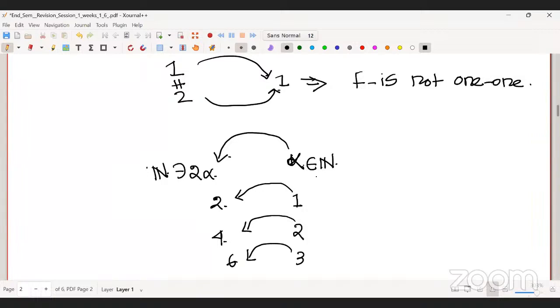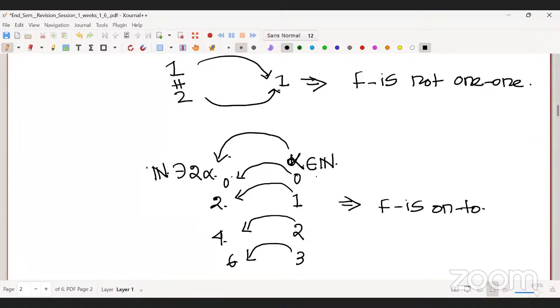Pre-image of 3. So basically, in particular, 1 has a pre-image, 2 has a pre-image, 3 has a pre-image. So all the elements, even 0 has a pre-image, that is 0. So all the elements in my codomain have a pre-image in the domain. So that is precisely the condition of onto. So now I can say that f is onto, right?